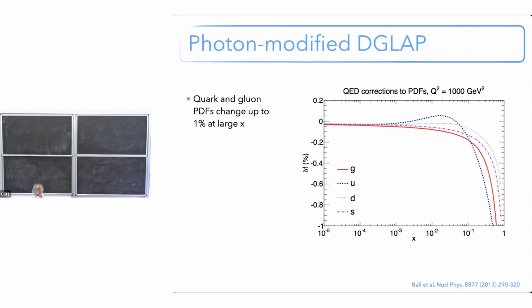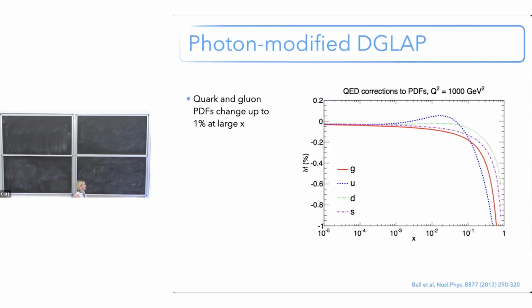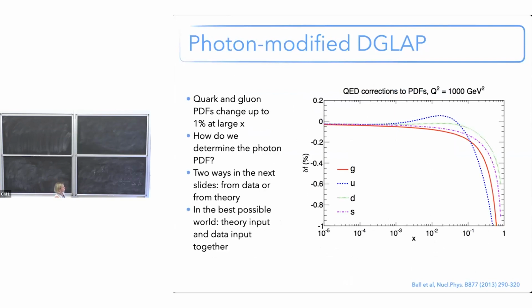Okay, very good. So the fact that you're adding a photon here means that the quark and the gluon will change, because now their evolution is coupled to the evolution of the photon. In particular, they will give up some of their momentum to the photon. This is a Q squared dependent statement, but you can see here that the fraction of momentum that the gluon loses in favor of the photon is about 1%.